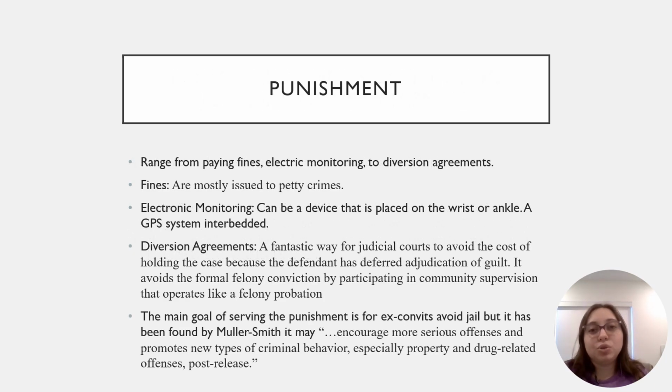Punishment from the judicial court has been carried out for decades, and punishment has ranged from paying fines and electronic monitoring to diversion agreements, to name a few of the many kinds of punishment there are in the court system. The goal of the court is to lower the rate of reoffenders, and using these ranges that I've chosen as punishment has lowered the crime rate, but also improves rehabilitation.